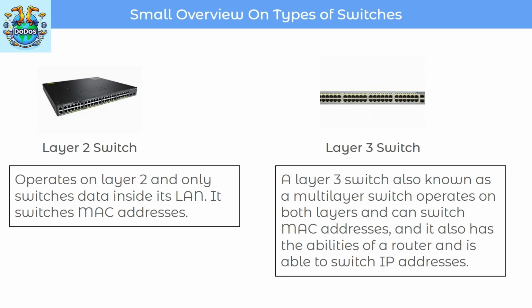But then there's another thing called the layer 3 switch. It's also known as a multilayer switch, which operates on both layers and can switch MAC addresses, but it also has the abilities of a router and is able to switch IP addresses, so it can do both.